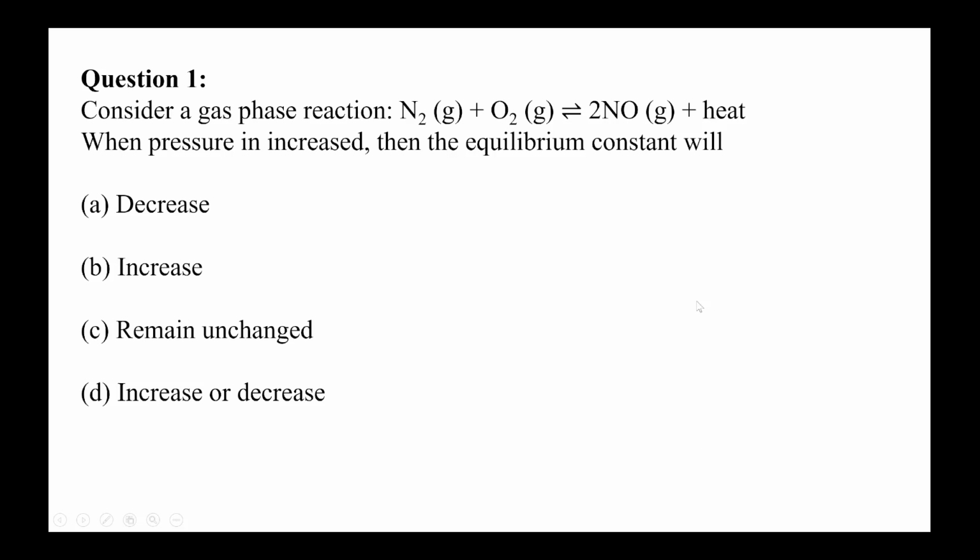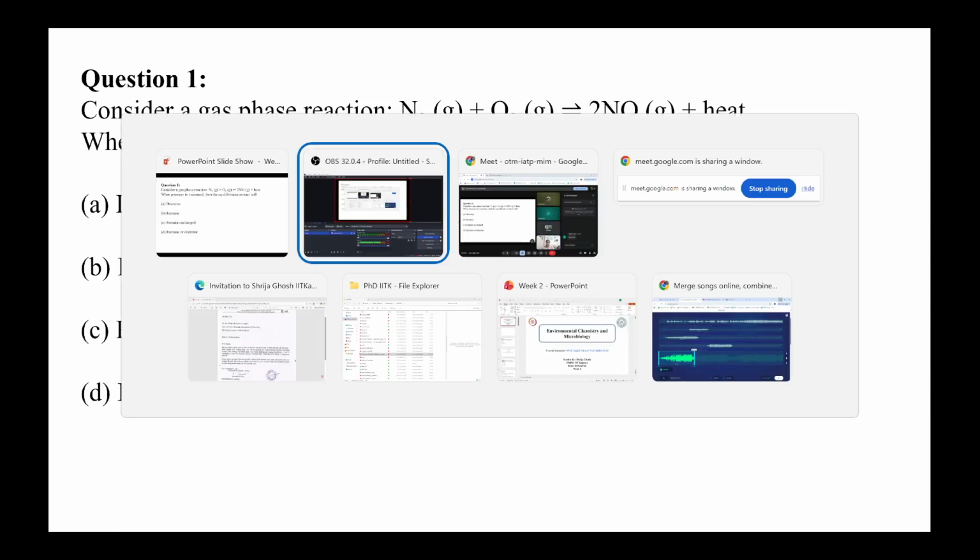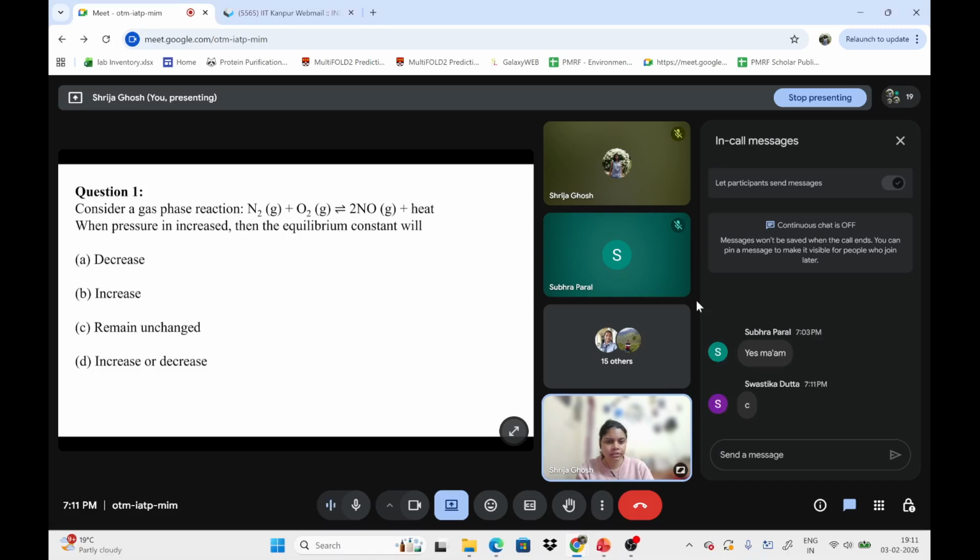So first question is, consider a gas phase reaction N2 plus O2 gives 2NO plus heat. When the pressure is increased, then the equilibrium constant will: option A, decrease; option B, increase; option C, remains unchanged; and option D, increase or decrease. So I would request all of you to write the answers in the chat box, and then we'll discuss what will be the correct answer.